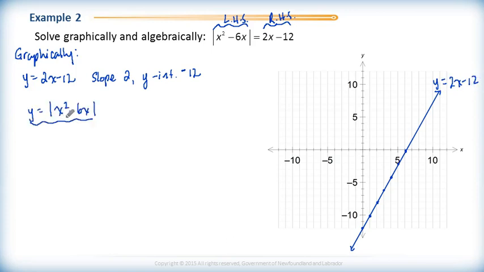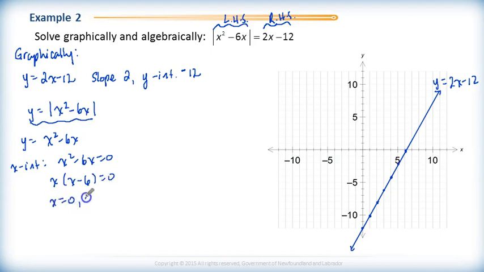To graph the left side, y equals absolute value of x squared minus 6x. Well, first of all, consider y equals x squared minus 6x. It has x-intercepts when x squared minus 6x equals 0. So we'll factor that, x outside of x minus 6 equals 0. So we get x equals 0 and x equals 6. We have a point right there and a point right there. And I've decided to color code it so we can keep track. All right, so we have the x-intercepts. Now we need the vertex.